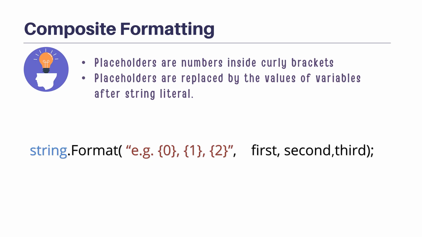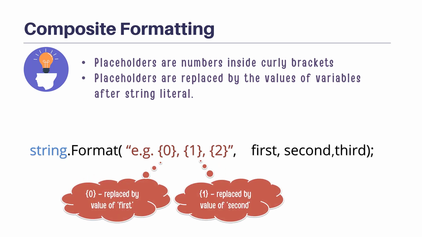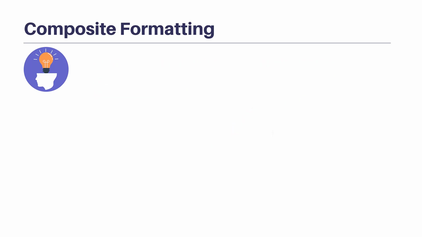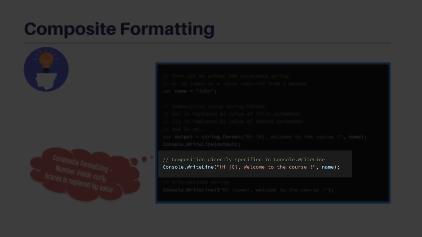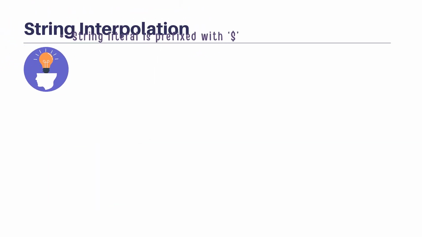The numbers that are used in the placeholders begin with 0. So the first placeholder will be 0 inside curly brackets, the second placeholder will be 1 within curly brackets, and so on. The first parameter after the string literal will replace the first placeholder. The second parameter after the string literal will replace the second placeholder, and so on. In this code snippet, the first placeholder, which is 0 inside the curly brackets, will be replaced by the value of the variable name.